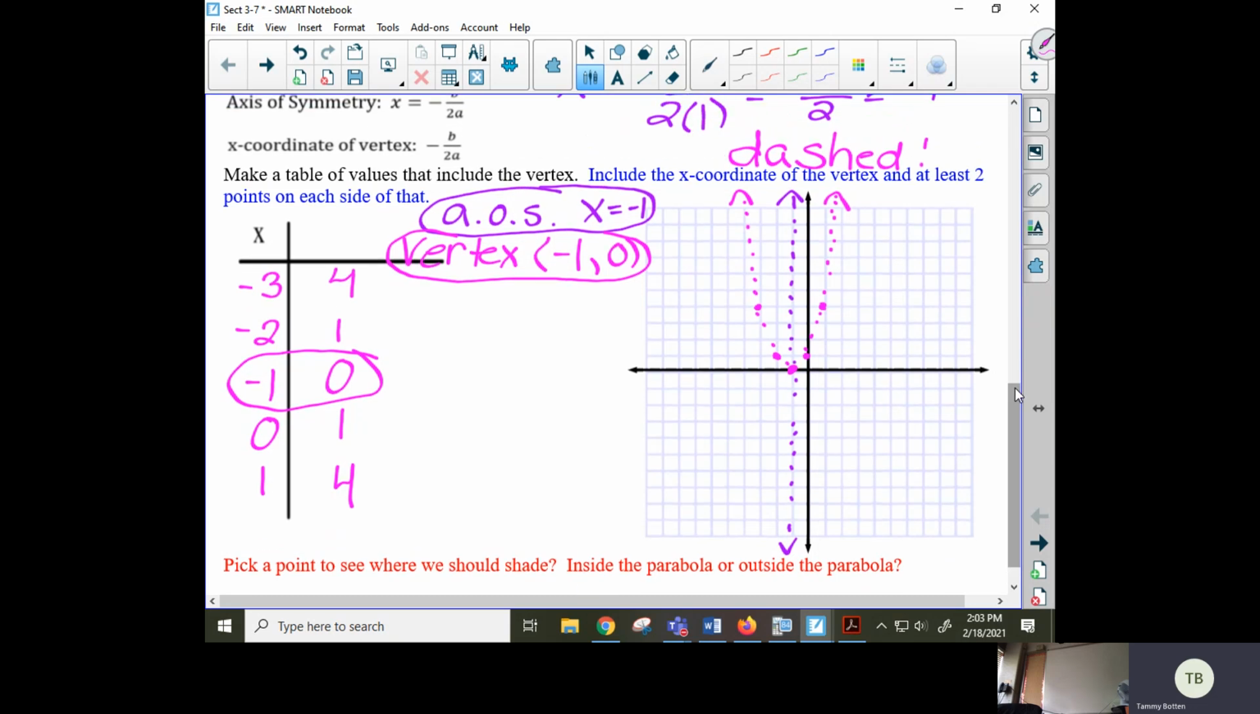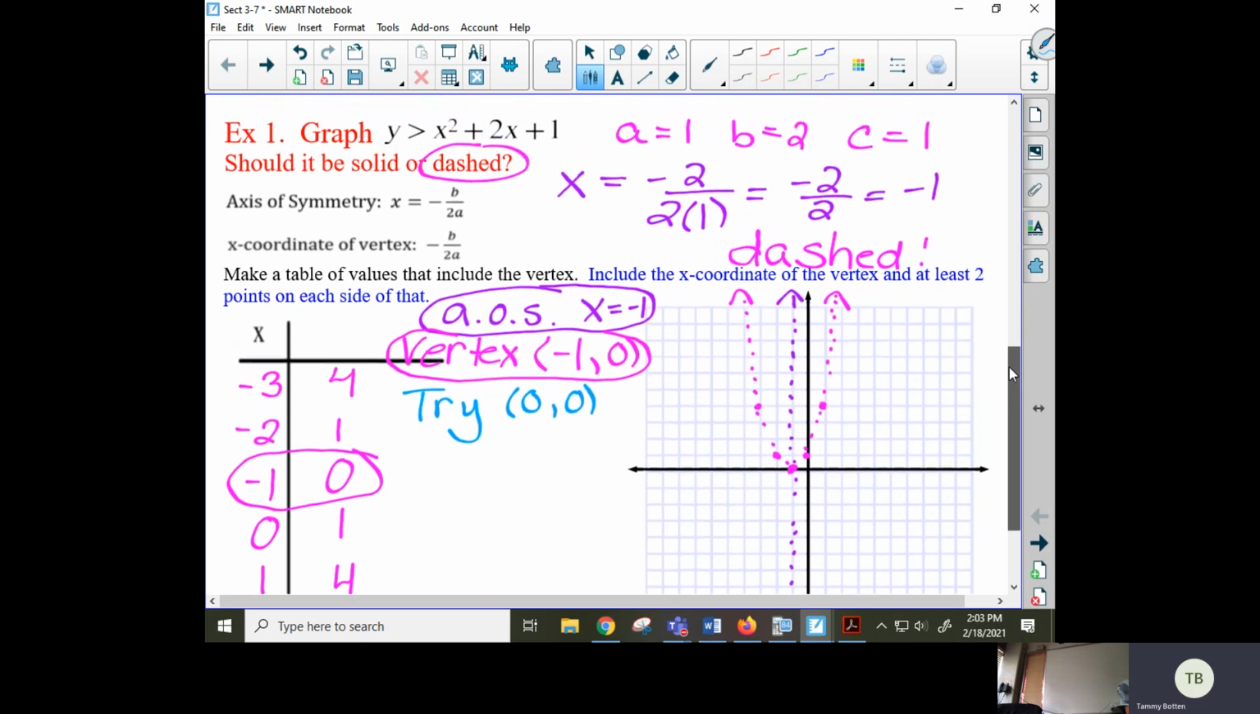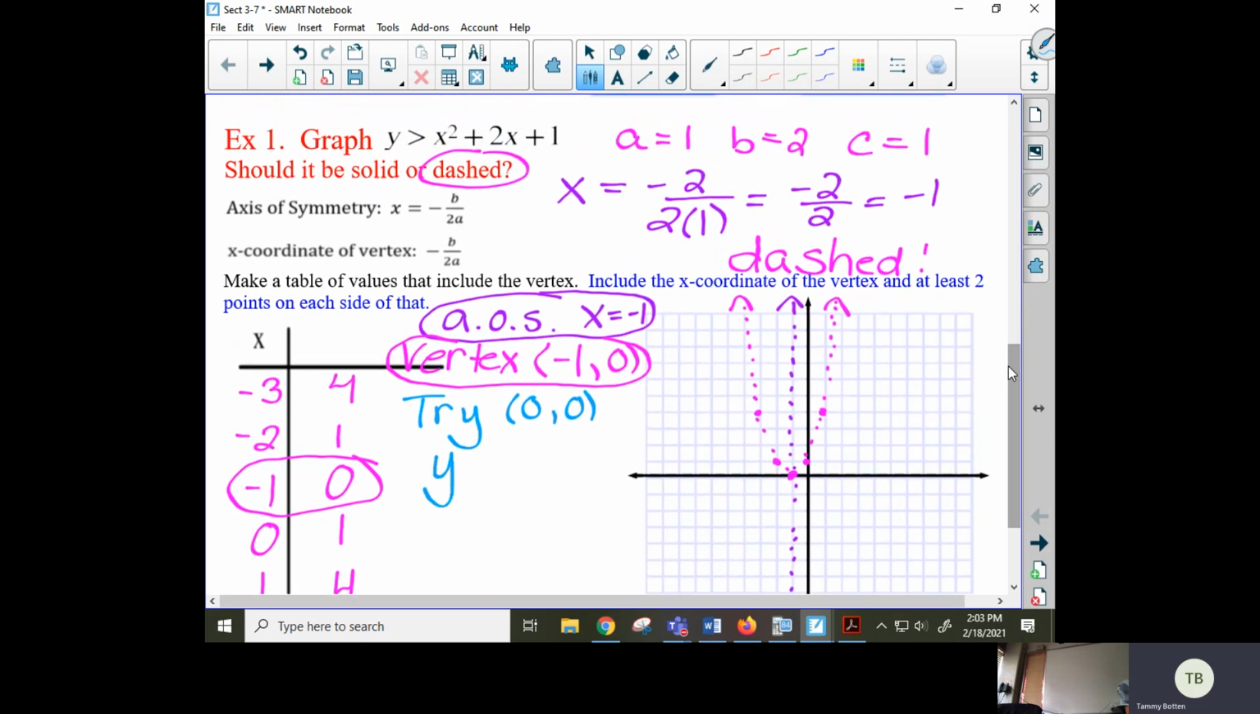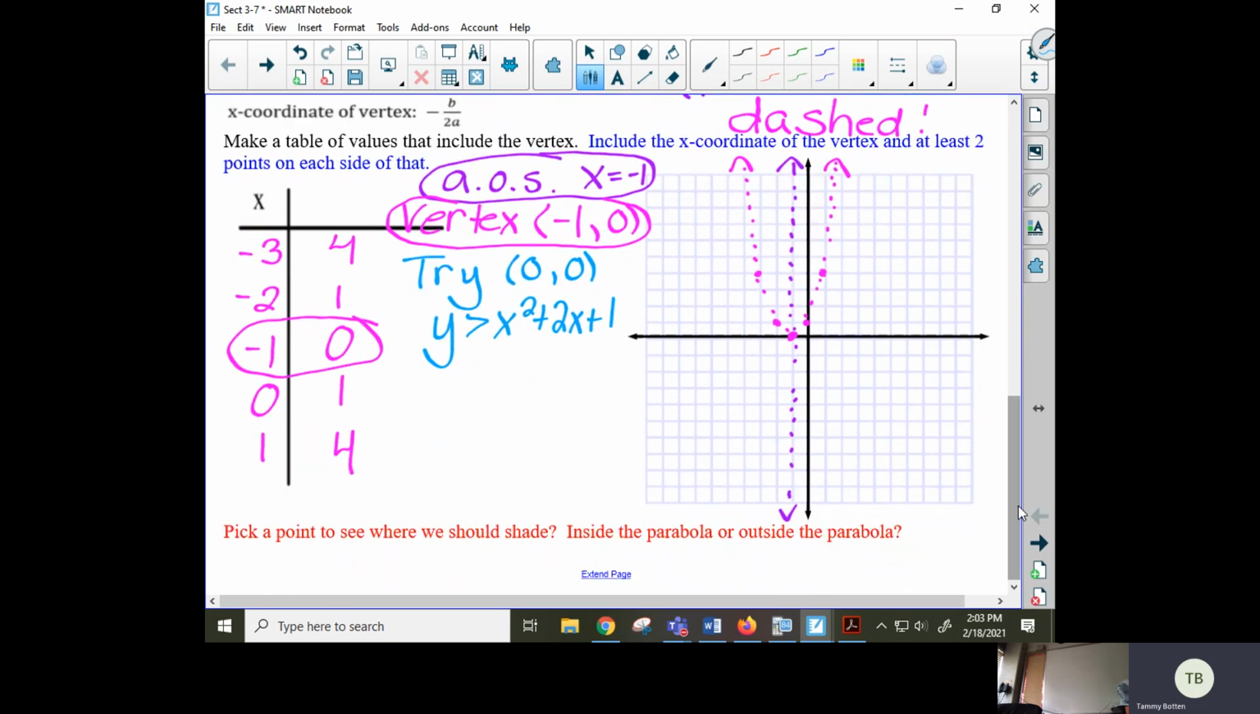So what I'm gonna do is try 0, 0 in my inequality, which is y is greater than x squared plus 2x plus 1. Okay, so what I'm going to do, in for y, I put 0, and for my x's, I put 0.